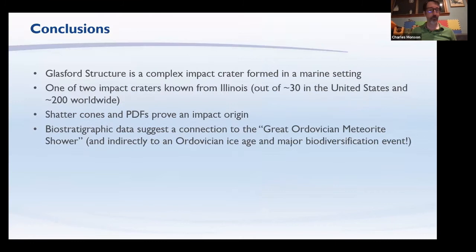Okay, so to summarize, the Glasford structure in Peoria County is a buried complex impact crater formed in a marine setting. It's one of two impact craters known from Illinois, although I wouldn't be surprised if there's more yet to be found. Out of about 30 in the United States and 200 worldwide, we have conclusively proven an impact origin at this point via shatter cones and planar deformation features. The age and biostratigraphic data suggest, do not prove, but suggest a connection to the Great Ordovician meteorite shower, and therefore indirectly to an Ordovician ice age and a major biodiversification event in the history of life on Earth.